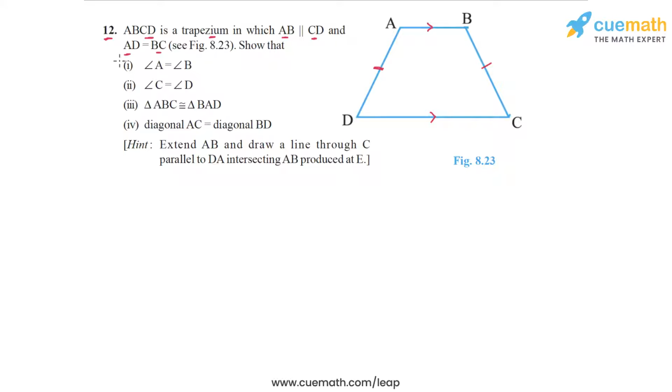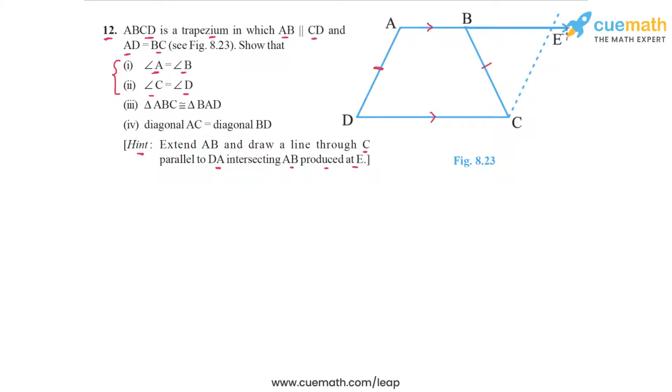Let's focus on the first two of these four things. We have to show that angle A is equal to angle B and angle C is equal to angle D. And we are given this hint: extend AB and draw a line through C parallel to DA, intersecting AB produced at E. So here's the construction for this hint.